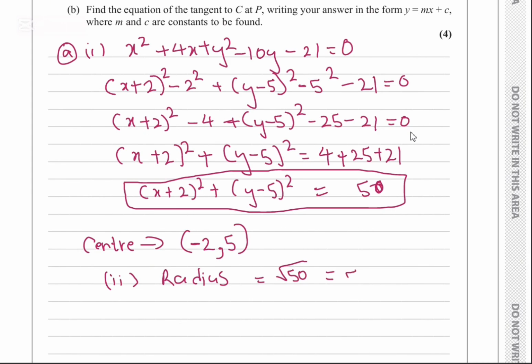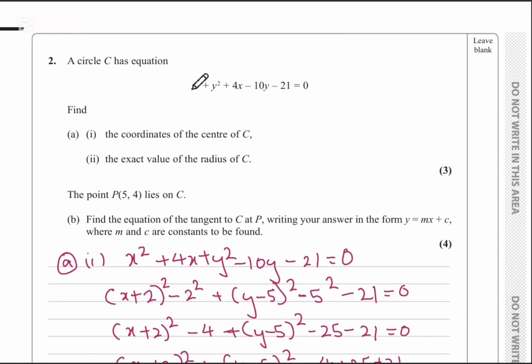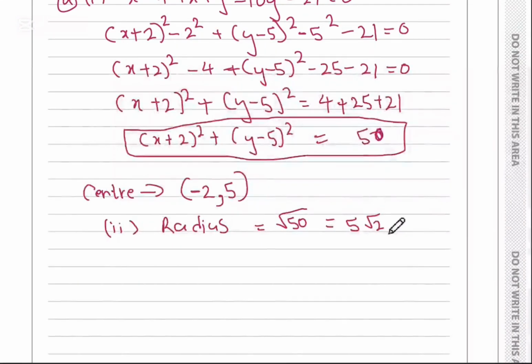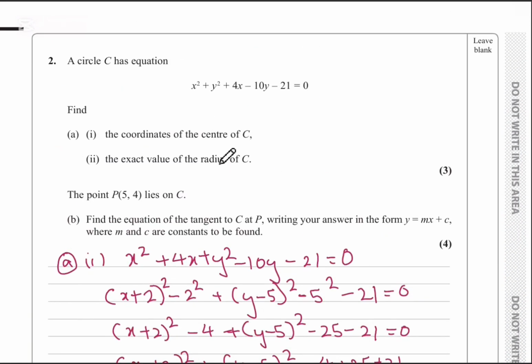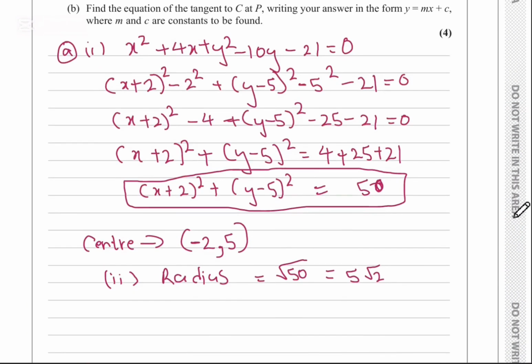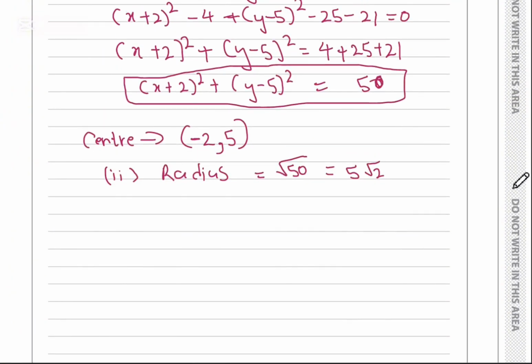Now if they ask for the exact answer, I leave it like this, but if they ask for a decimal place value, then I have to get the decimal answer. Maybe if they ask for 3 significant figures or whatever, then you'd find the decimal answer of this. But since here they said just the exact value, I have to leave it like this.